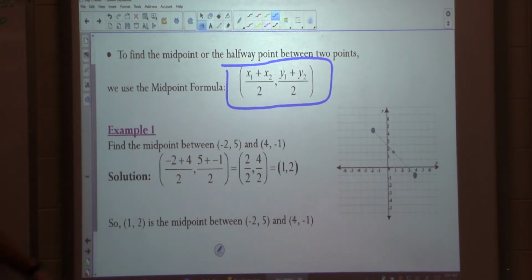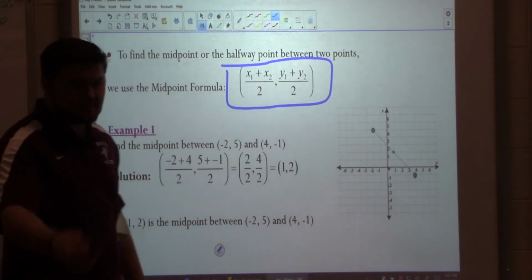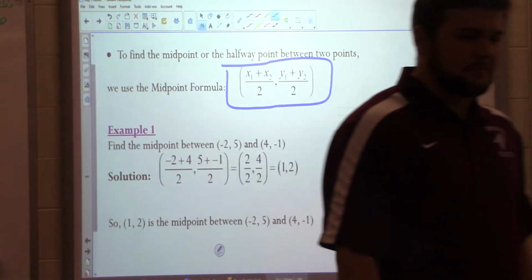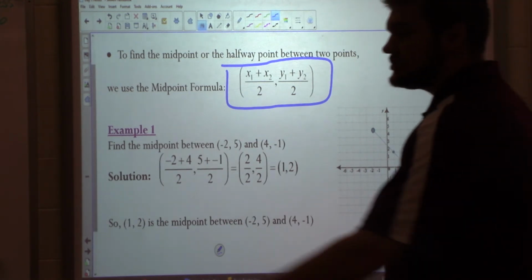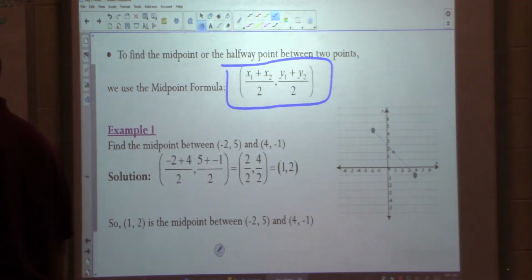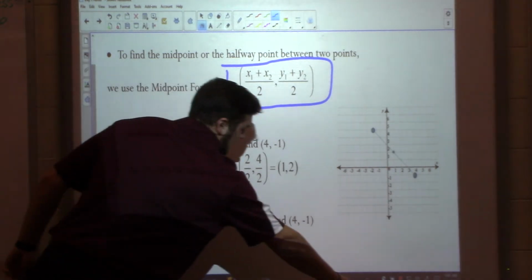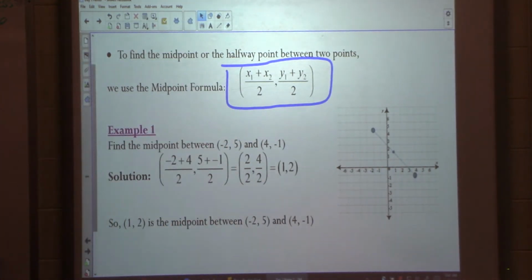Okay. Try example 1. On your paper, do it. Do example 1, please. Use that formula I just gave you and try example 1. Take your two x values, add them together, divide by 2. Take your two y values, add them together, divide by 2.